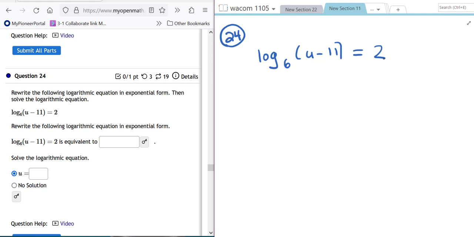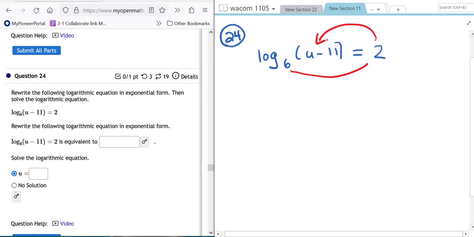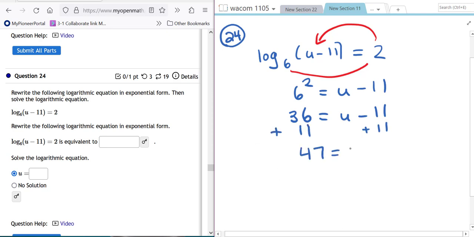All right, so this one we're going to change our form, which we've been doing from the beginning, but now we'll have to use it to solve. All right, so we're going to have 6 squared equals u minus 11. And you don't have the log anymore. So you have 36 equals u minus 11. Add your 11. And so we have 47 equals u.